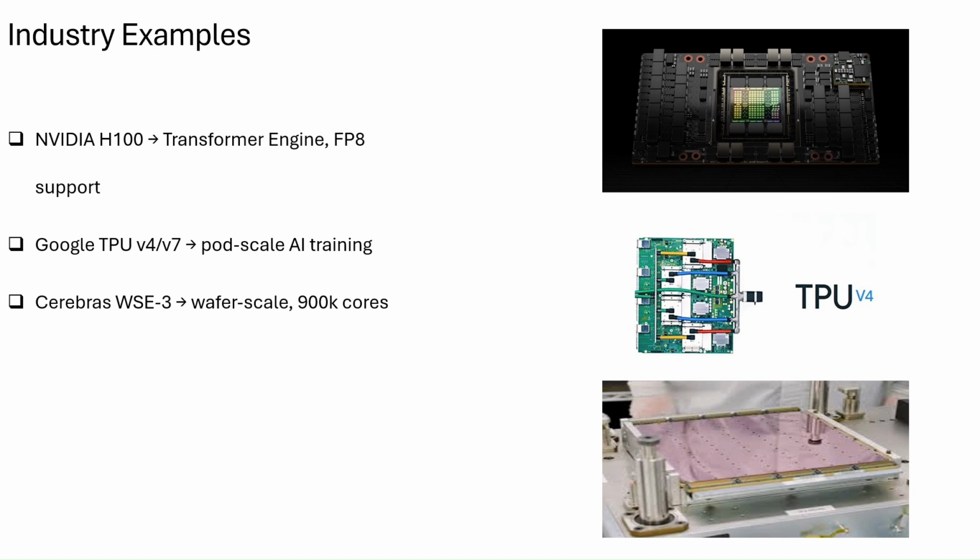The second one is Google's TPU pods scale thousands of chips together for huge workloads. And the third and the last one, Cerebras took a radical path. Instead of many small chips, they built a single giant wafer scale chip with almost a million cores. Each approach is different, but the goal is the same: push AI performance higher.